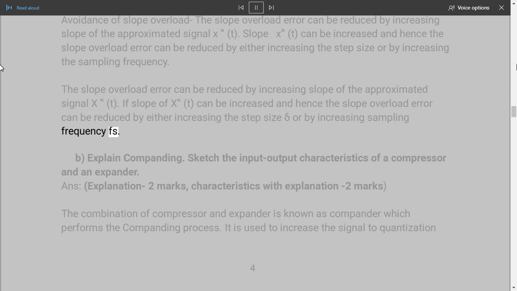B. Explain companding. Sketch the input-output characteristics of a compressor and an expander. Answer: explanation 2 marks, characteristics with explanation 2 marks. The combination of compressor and expander is known as a compander, which performs the companding process. It is used to increase the signal to quantization noise ratio for weak signals.